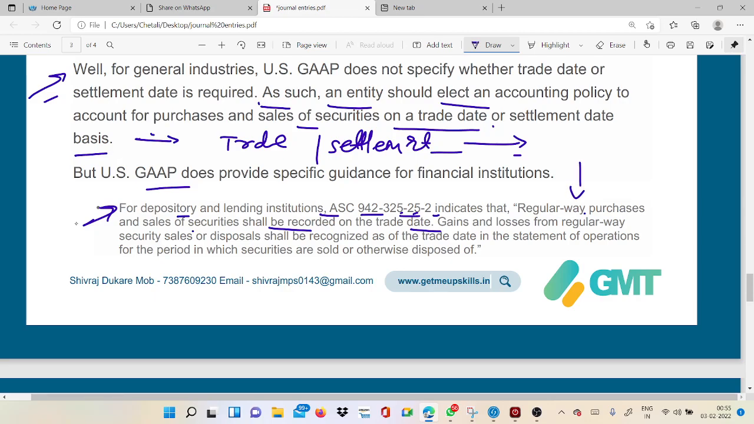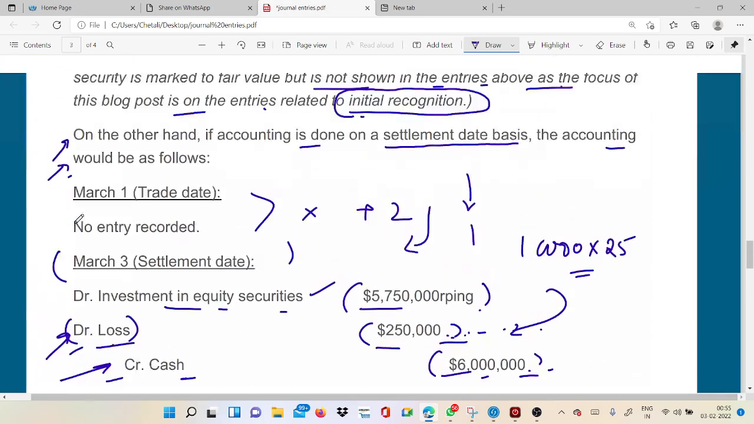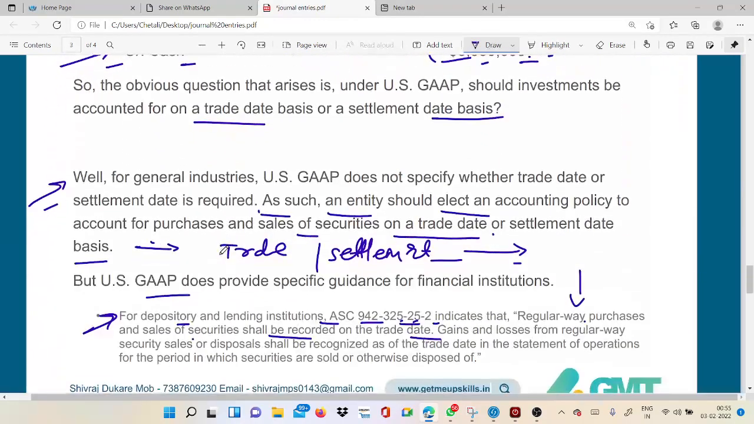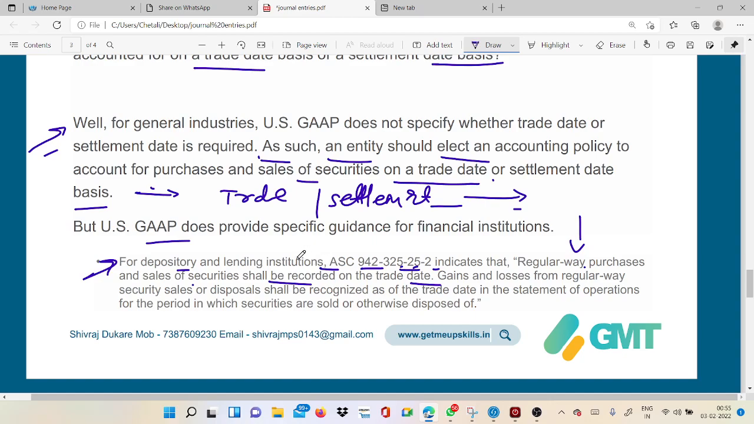Very, very important. So you can follow this technique, and you may expect a question on this in an interview, so you can carry this information with you and even provide them a reference about the accounting standards. Okay, gains and losses from a regular way security sale or disposal shall be recognized on the trade date in the statement of operations for the period in which the securities are sold or otherwise disposed of.